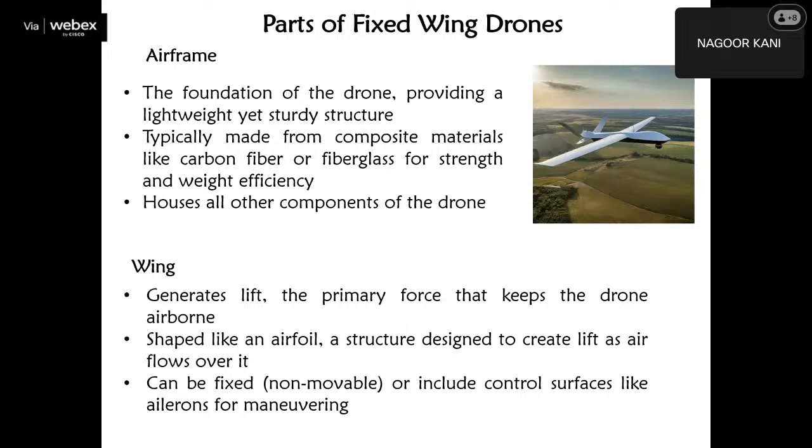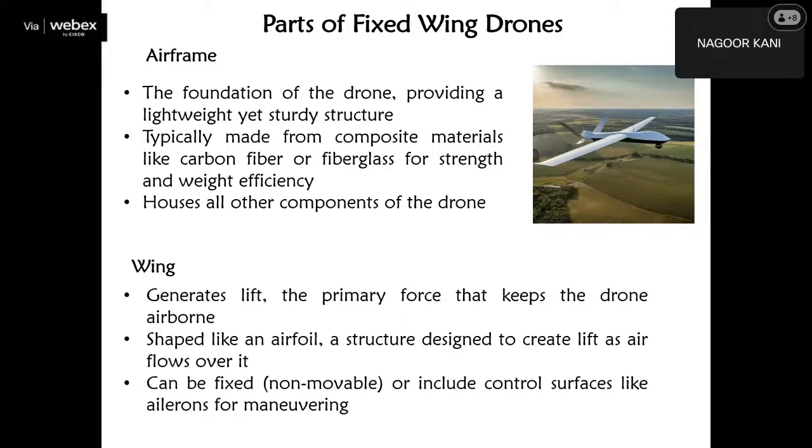So what does an airframe do? It is the foundation of the drone. The airframe is lightweight because it is typically composite material like carbon fiber or fiberglass. So it provides very good strength and it is a lightweight material, giving weight efficiency. Every component of the drone will be inside it. So it houses everything.